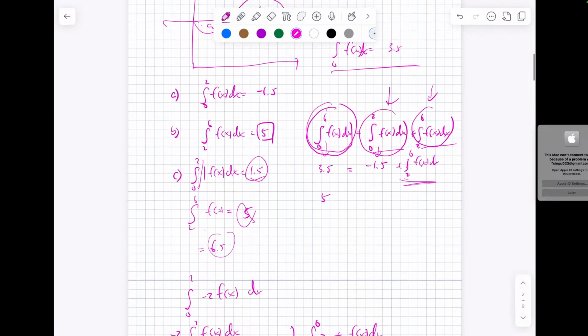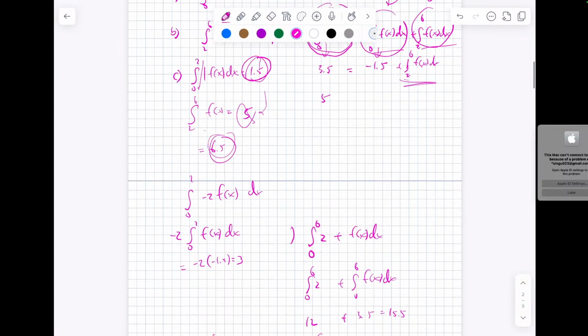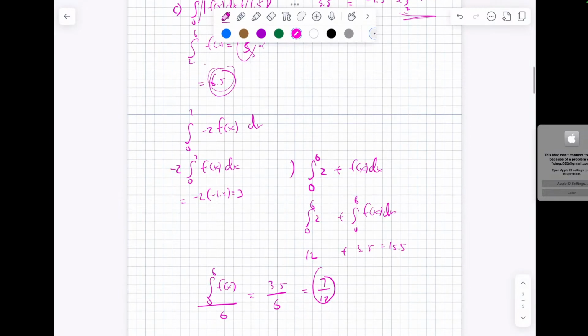Okay, C, you should get 6.5, because the absolute value of something is going to be positive. So the area here is 1.5, and 1.5 plus 5 is equal to 6.5. Everybody's okay? For D, you should get 3. For E, you should get 15.5. And for the last one, you should get 7 over 12.